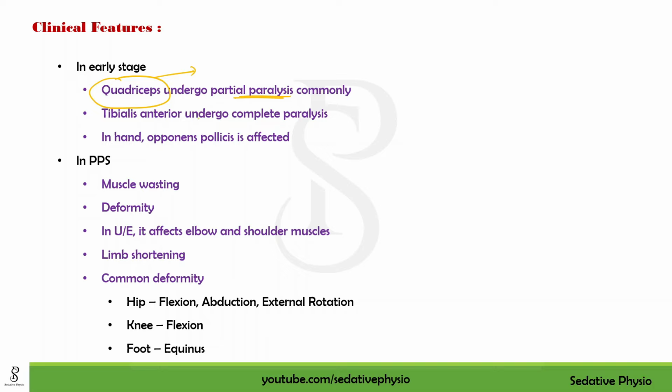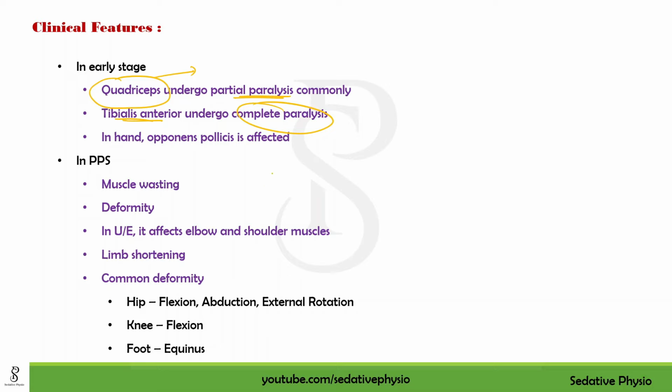Apart from the quadriceps, the tibialis anterior will undergo complete paralysis. So we have to keep in mind that the quadriceps will commonly undergo partial paralysis, it is most commonly seen, and the tibialis anterior will undergo complete paralysis, and in the hand the opponens pollicis is commonly affected. These are some common muscles that are affected.